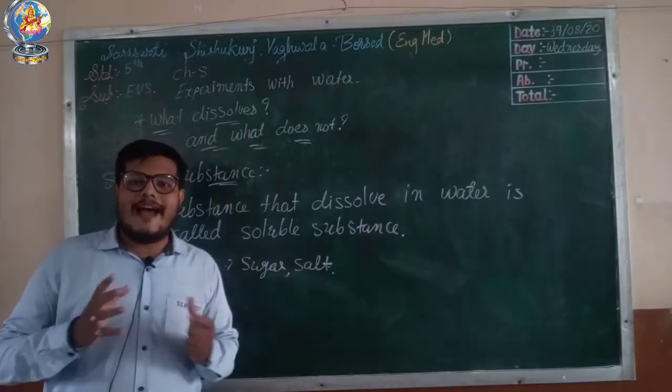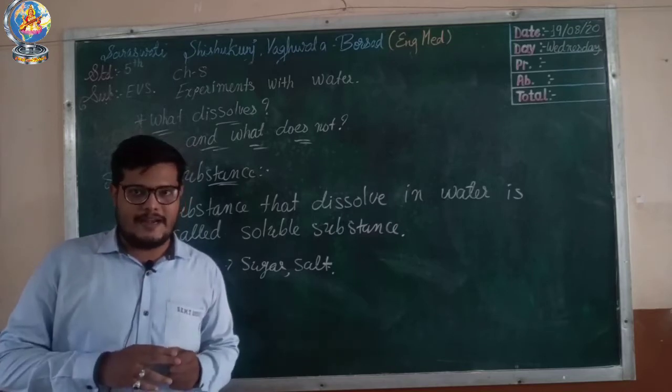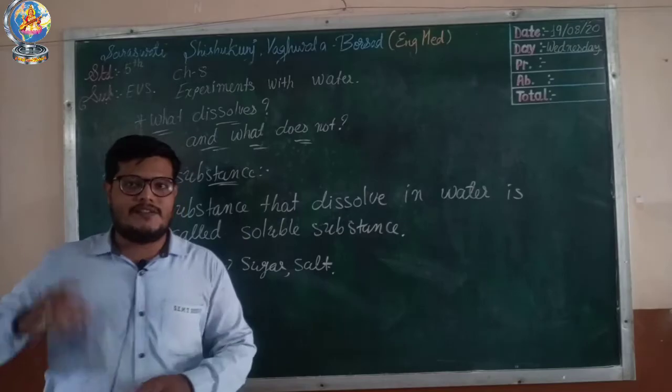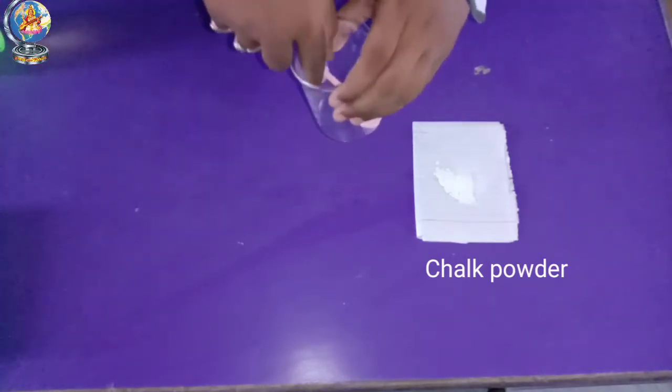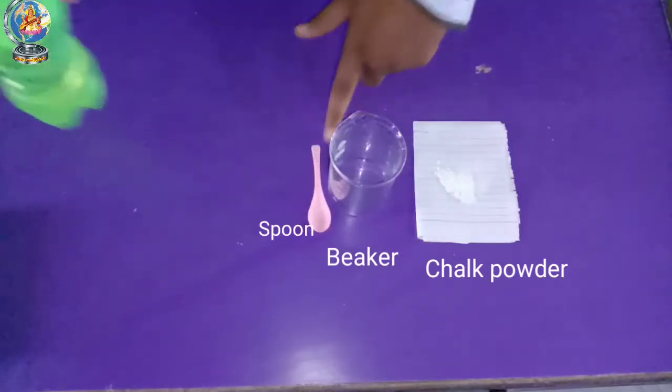Okay, so now we will see one more experiment with some other substance, and see what happens when we add that substance in the water. Our third substance is chalk dust, or chalk powder, we can say. Same thing we'll do. We'll add that chalk powder in a beaker and stir with a spoon.